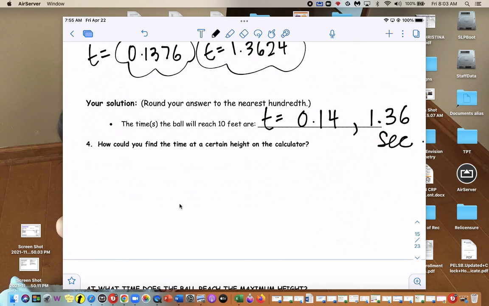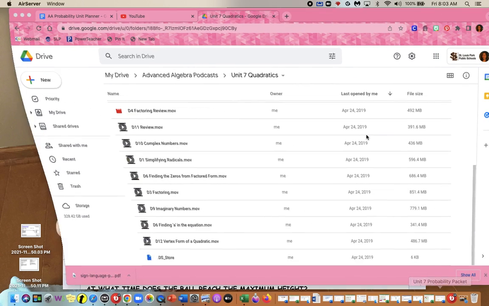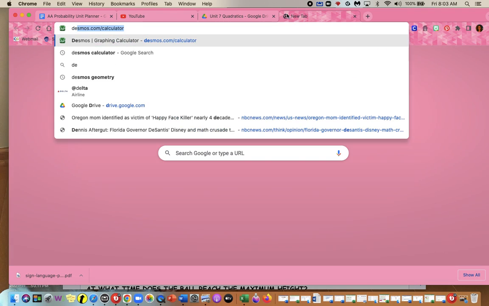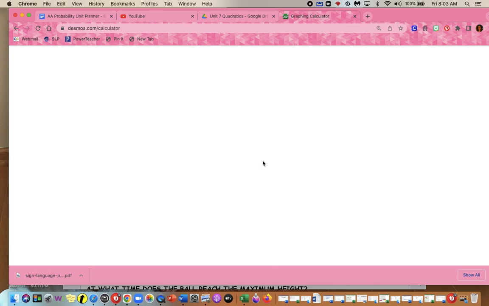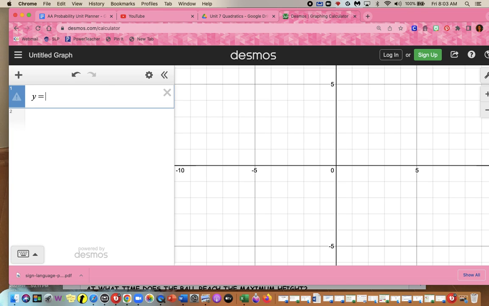Okay, so on Desmos, we'll graph the equation, and I'll change everything to y equals and x equals.